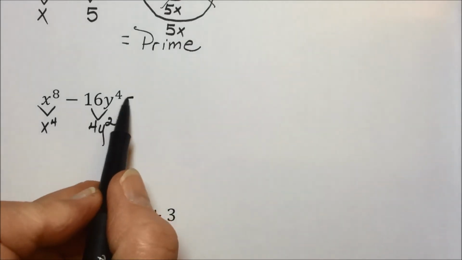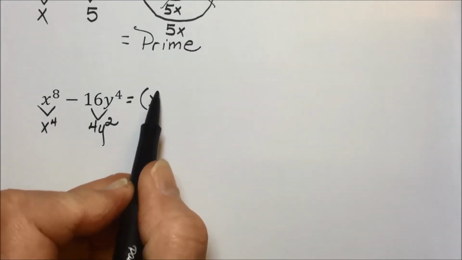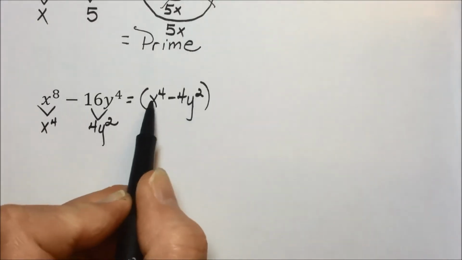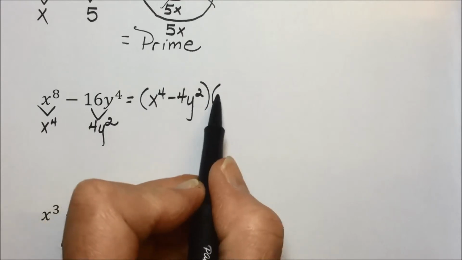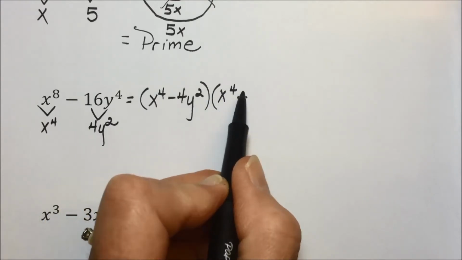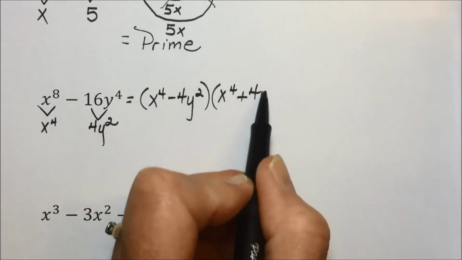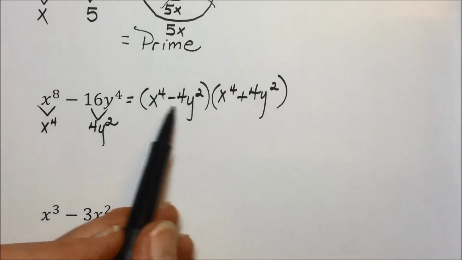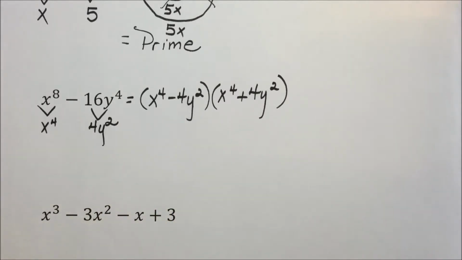So this will factor into an x to the 4th minus 4y squared, square root of the first and second terms, and again those same terms only with the opposite sign of what we started with. Whenever you have factored and you have terms that have powers higher than 1, you should be on guard for the possibility of factoring further.